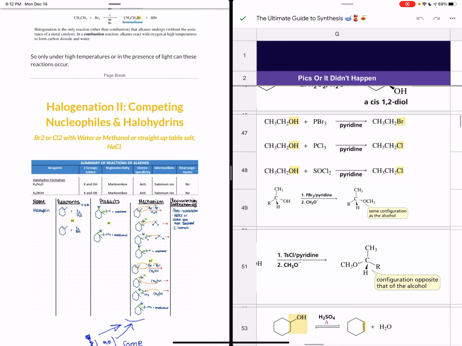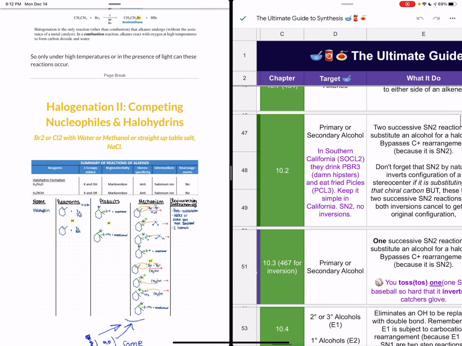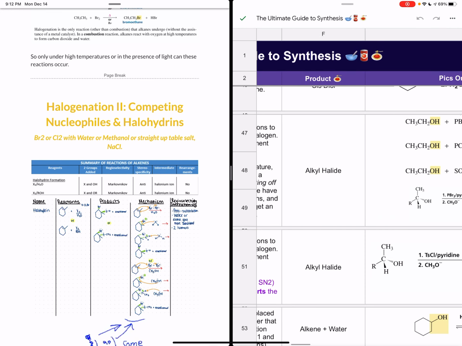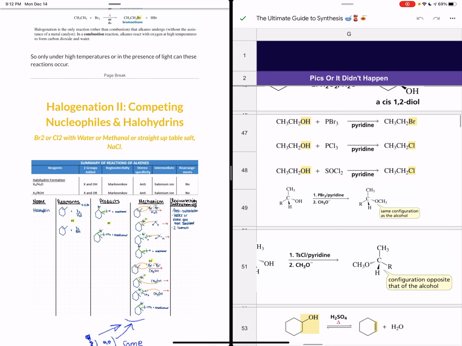So we can see PBr3, PCl3, and SOCl2, how they just gently remove an alcohol from these primary alcohols and replace it with a better leaving group, Br or Cl, okay? It would do the same thing to a secondary alcohol. However, if you are involving a stereocenter and you're removing an OH, oh, this is weird. It's creating an ether.